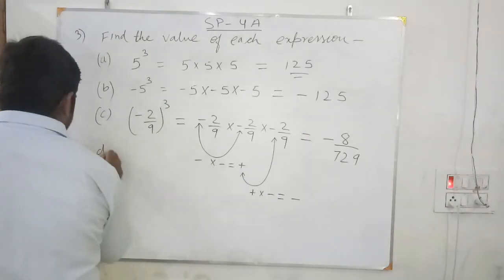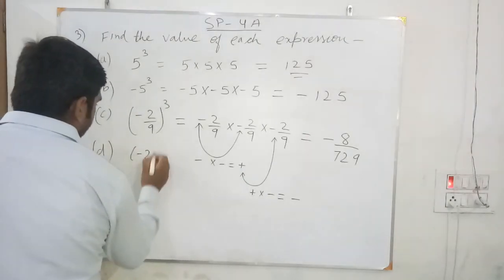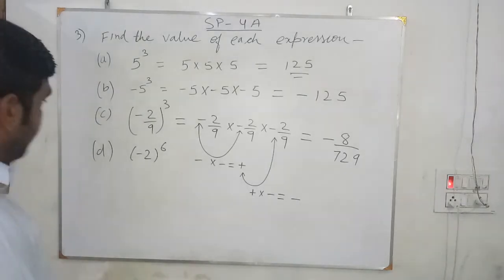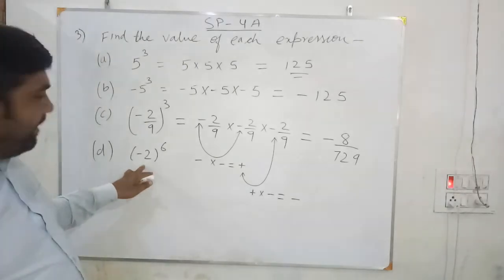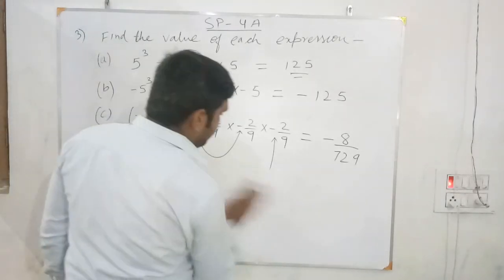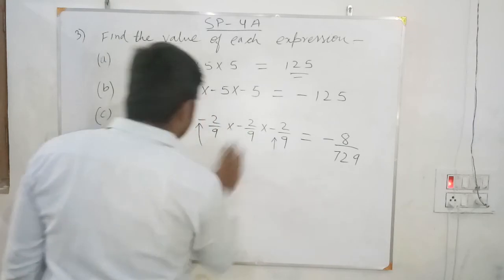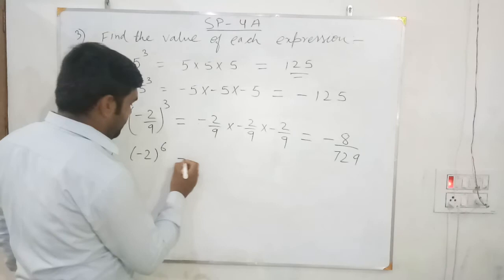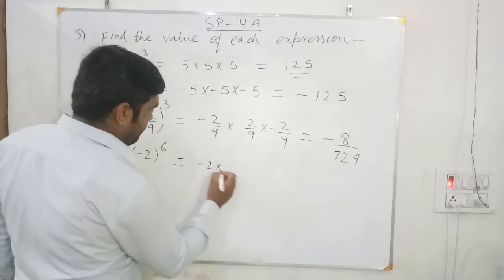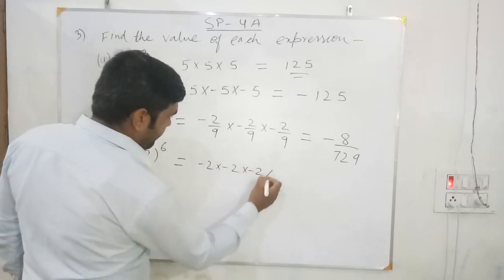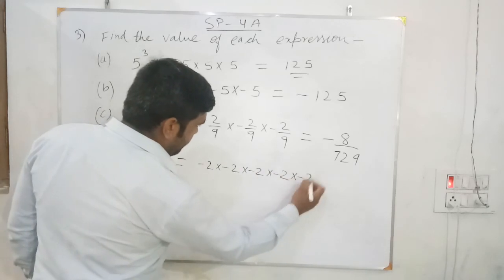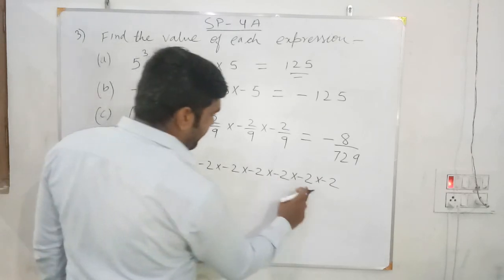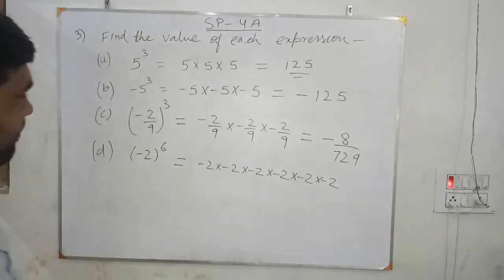Now the next question is D, minus 2 to the power 6. So what is the meaning of this? This means minus 2 is multiplied by itself 6 times: minus 2, minus 2, minus 2, minus 2, minus 2, minus 2. See, 1, 2, 3, 4, 5, 6. Yes, minus 2 is multiplied by itself 6 times.